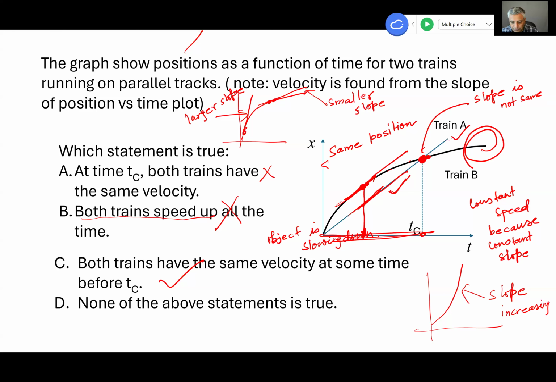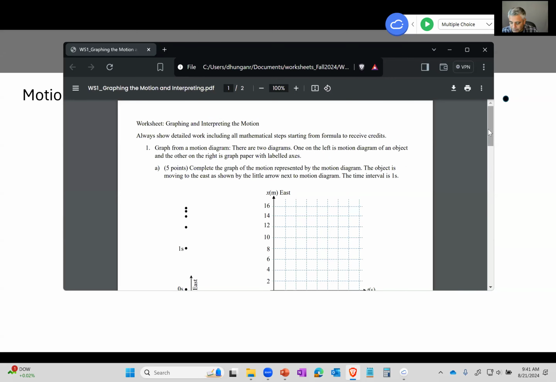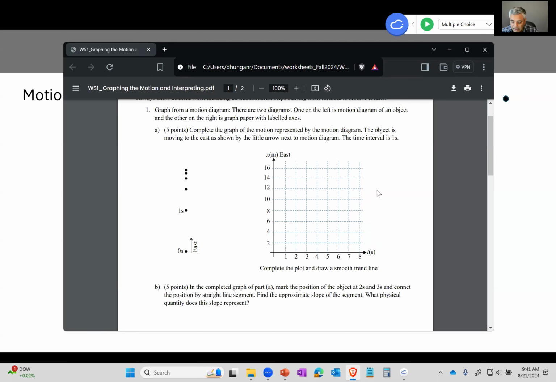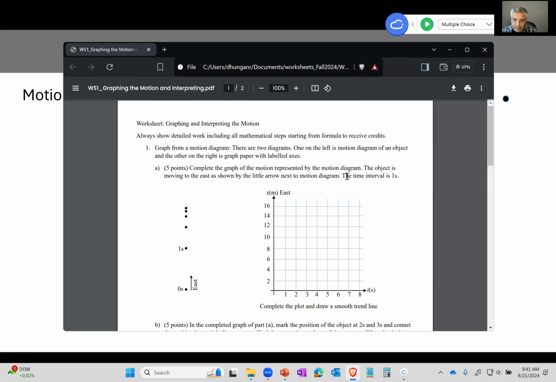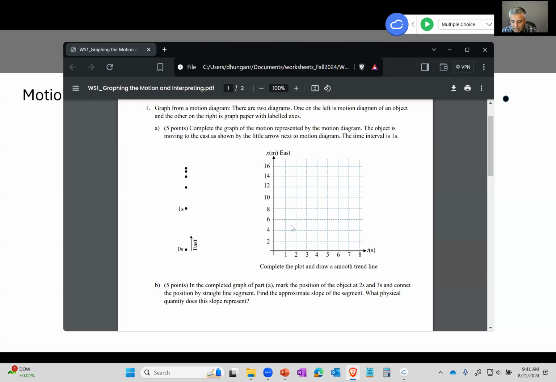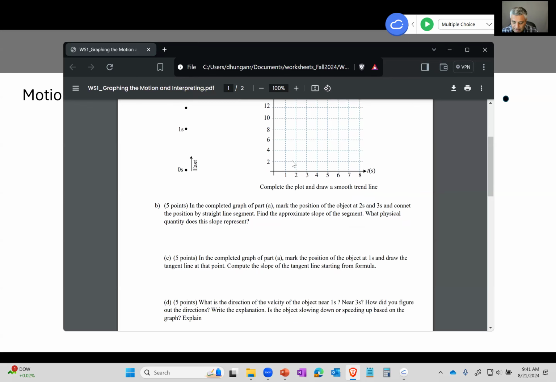So now, with all these, you should be able to complete the worksheet. This is how worksheet number 1 looks. I have posted that on Canvas in the assignment section. I think it says WS1, okay? There is a motion diagram and you are asked to draw the graph, draw some tangent lines, and find the slopes. And what does that mean? We talked about all these, okay?